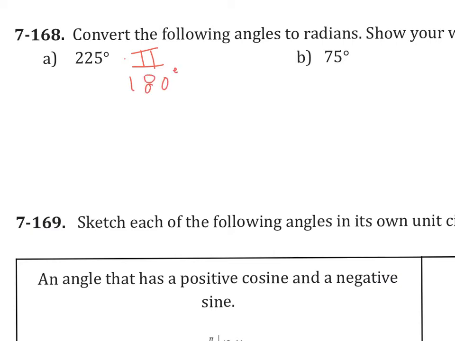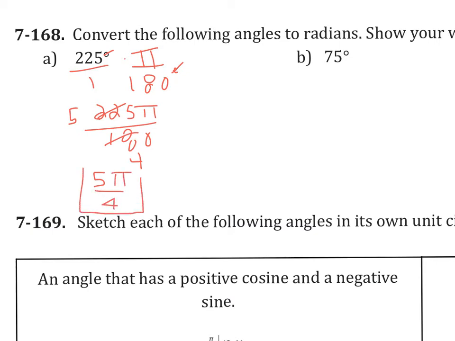and then the degrees are going to cancel when you multiply, and we just then need to reduce the 225 pi over 180. So that means we need to take 45 out of here, which leaves us with 5, and 45 out of here, which leaves us with 4. So that leaves us with 5 pi over 4 radians. And that's your final answer.